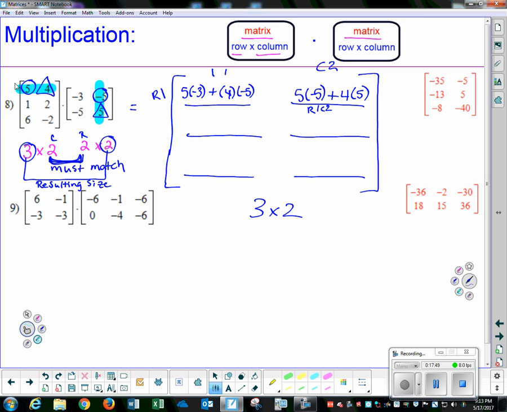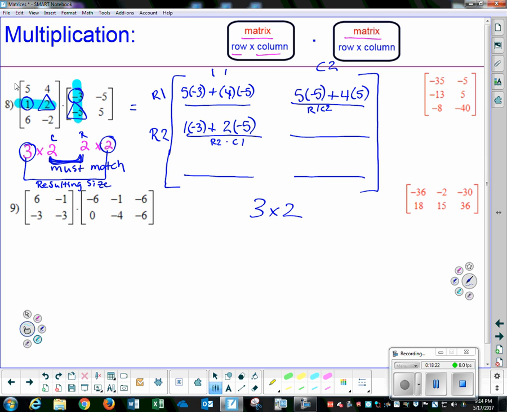Okay, now I'm going to move down to row 2, and this is column 1. So this would be row 2 times column 1. Row 2, which is this one, times column 1. And I'm going to take 1 times -3 added with 2 times -5. I move over in the row and I move down in the column, and put those numbers together.